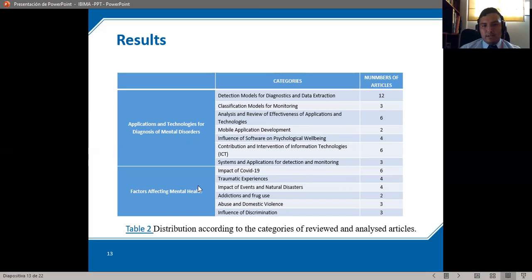In factors affecting mental health, we have the impact of COVID-19, traumatic experiences, the impact of events or natural disasters, addictions and drug use, abuse and domestic violence, and the influence of discrimination.